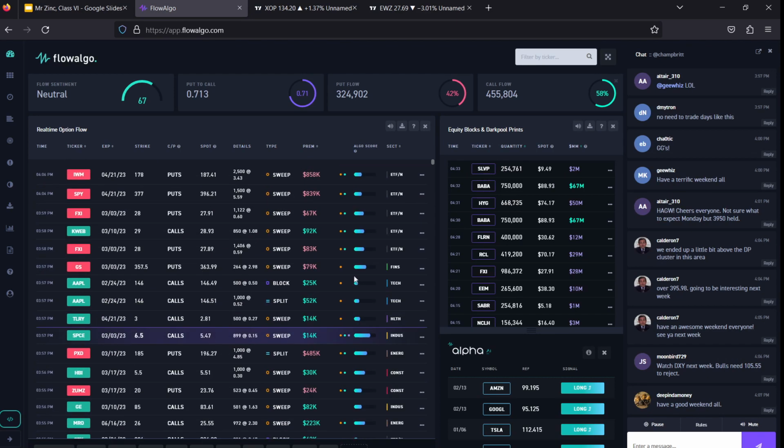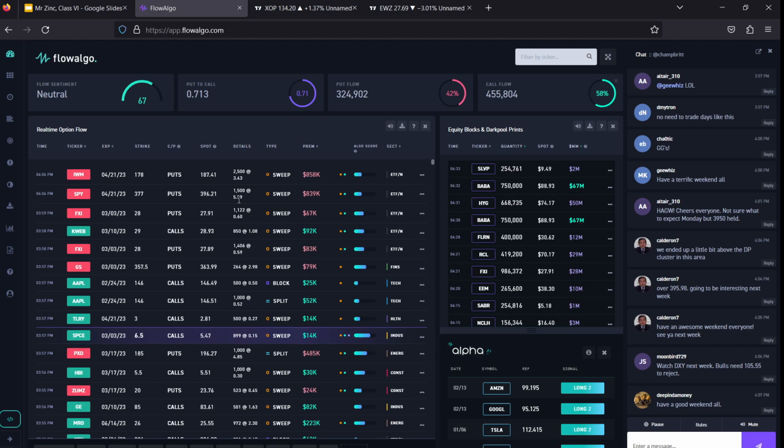Other than that, it's very simple. You just do that same method. Look at the algo score in this one. Some places don't have algo scores, but you can just look at the size. Usually the higher the premium that's put in, the more significant it is. That's not always the case because some equities are just expensive in the first place. So SPY options for April 21st are going to be expensive. They only bought 1,500. That's why the algo score isn't very high.